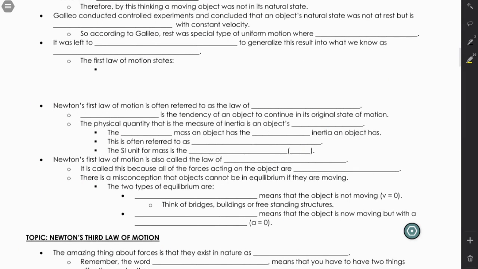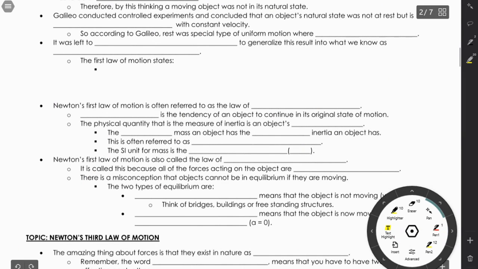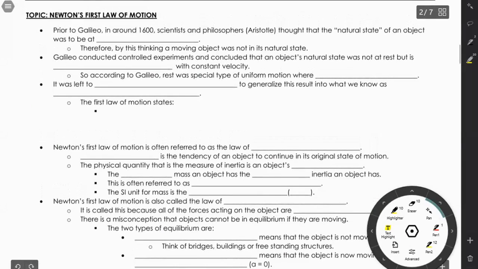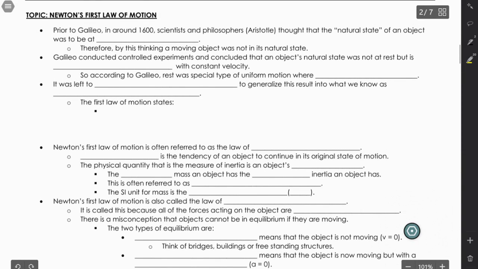Okay, so now let's start diving into Newton's laws of motion. The first set of videos will just focus on what the laws are, and then we'll get into some problem-solving strategies as we go on. So, Newton's first law.